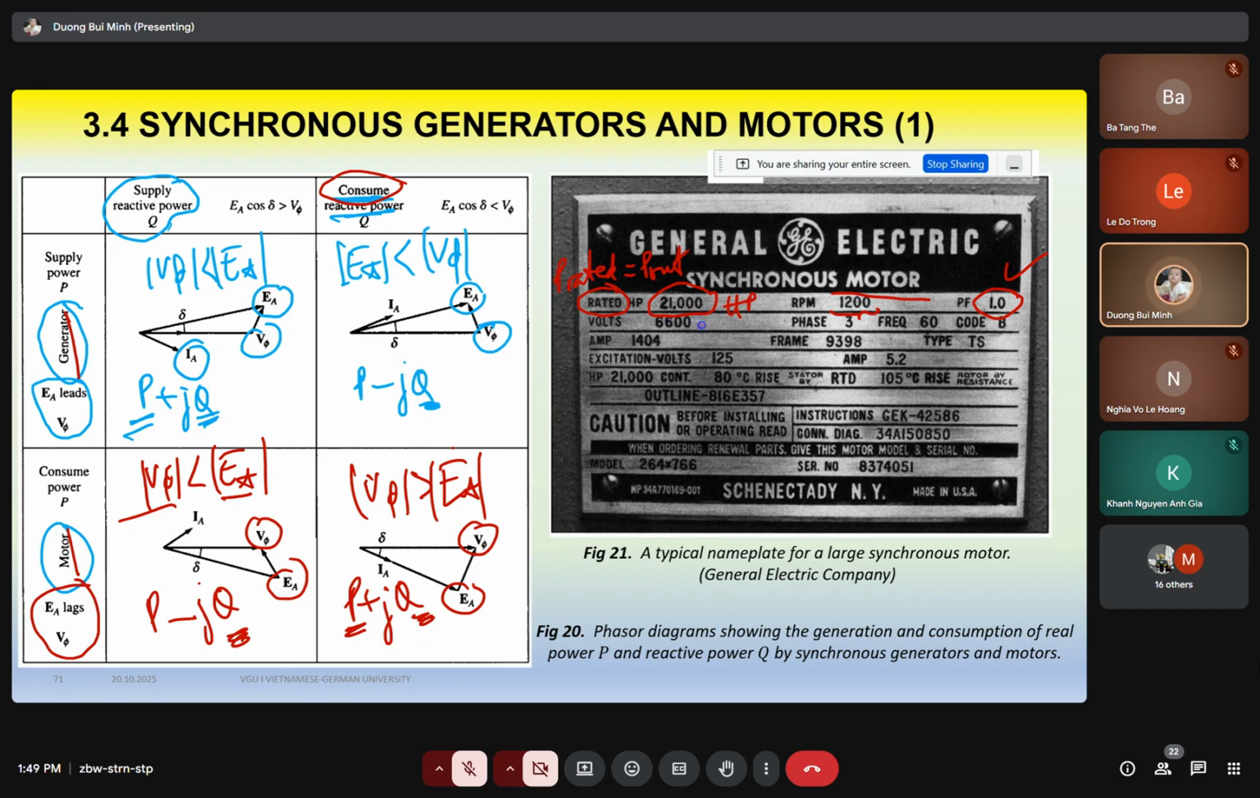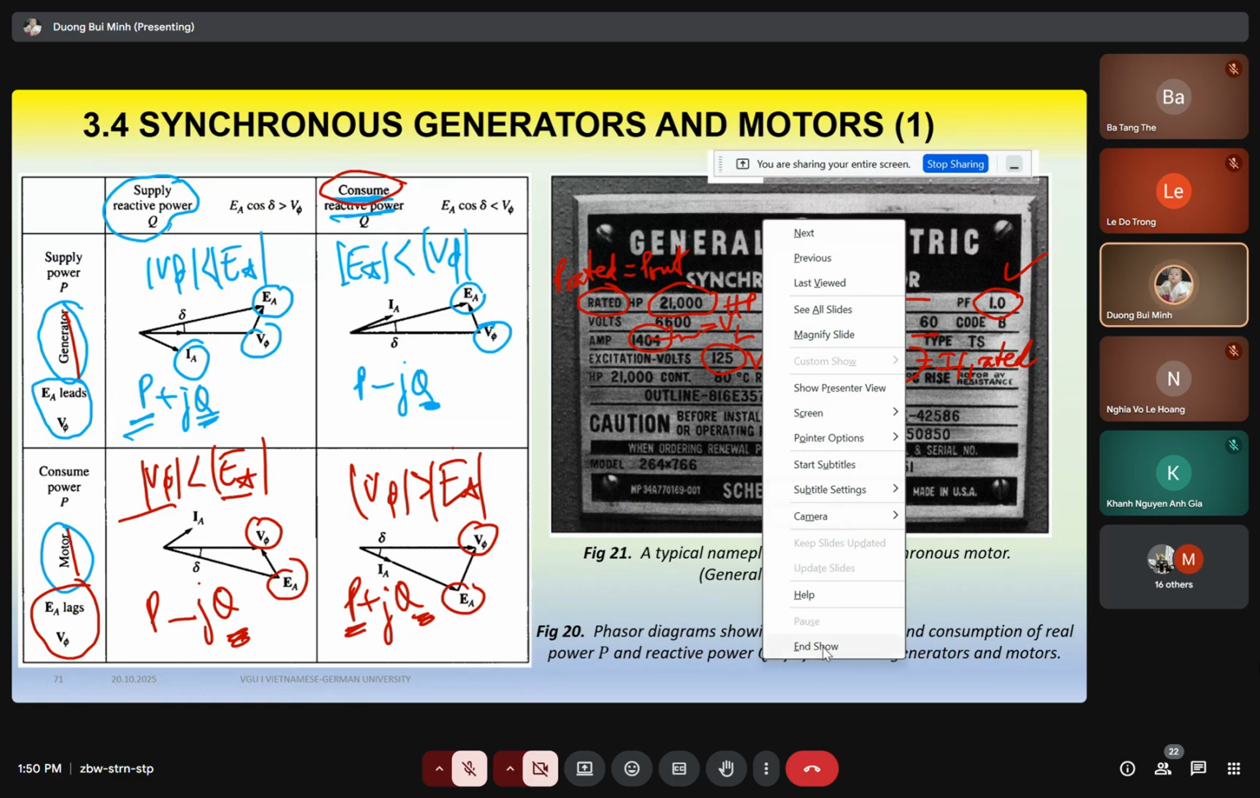How about three phase? This is line voltage, 6,600. Three phase, the frequency is 60 hertz. We get 1,404 amperes. And we have DC voltage connected to the rotor winding, 125 volt, and IF rated is 2.5 amperes, and the other parameters. So now we have the conclusion.